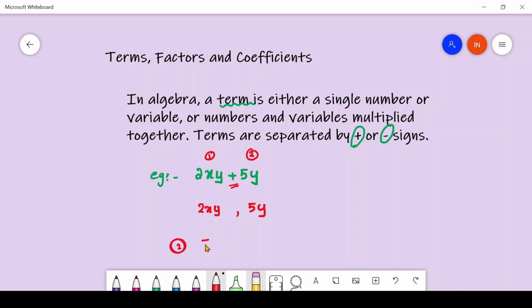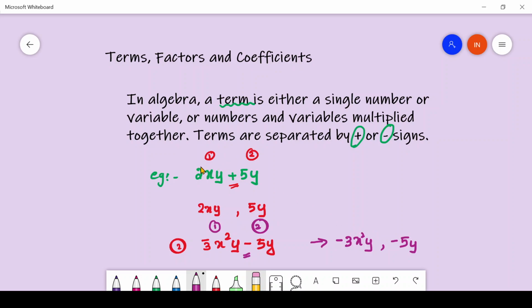Negative 3x square y minus 5y. So here you can see it is separated with a negative sign, right? So we have here also two terms. First one is negative 3x square y and the next is negative 5y. Always remember you have to write the negative sign also along with this.